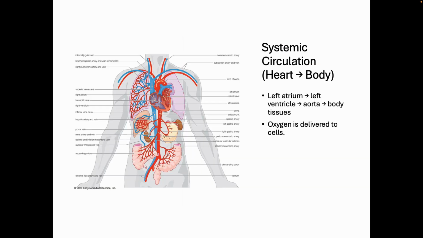Here's a fun picture. When you see systemic circulation, we're talking about the heart distributing the blood to the rest of the body. So that's the difference between the two. Pulmonary, lungs; systemic, body. The systemic works on the left side, right? So it goes into the left atrium, to the left ventricle, the aorta, and then the body tissues. And this is when your oxygen is delivered to your cells.